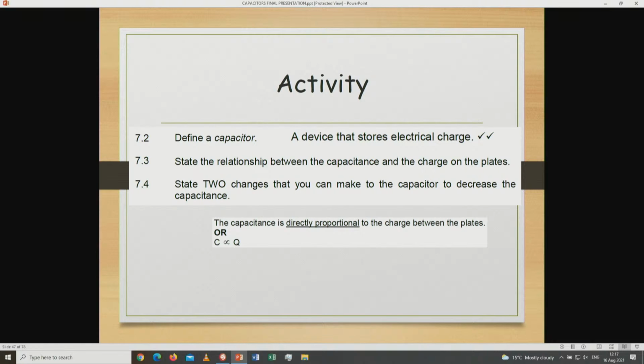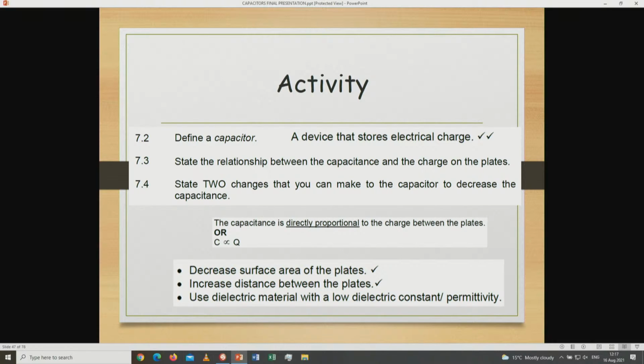Now, the last question: state 2 changes that you can make to a capacitor to decrease the capacitance. We can decrease the surface area, but when you decrease the surface area, the distance between the plates must be kept constant. Decreasing the surface area decreases the amount of charge that can be accommodated on those plates.